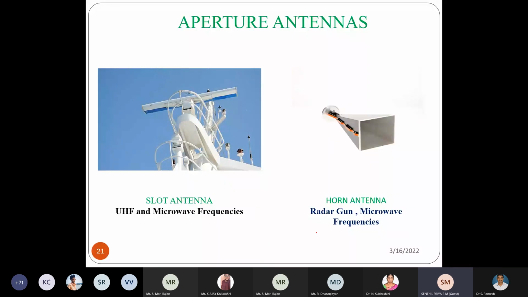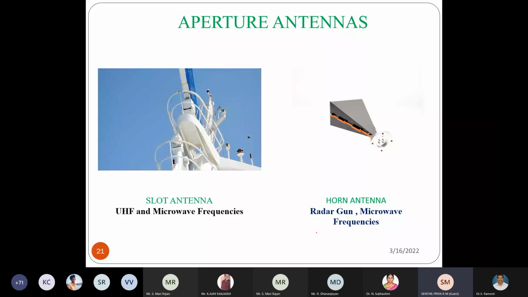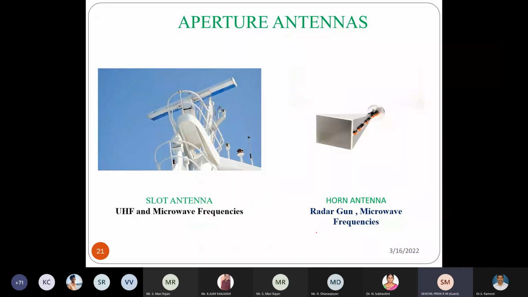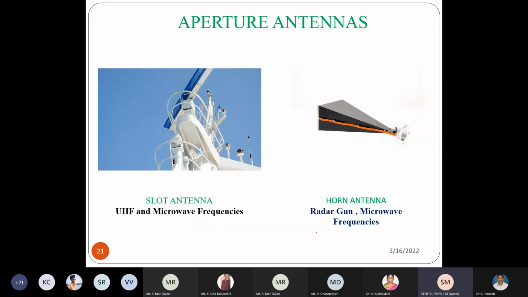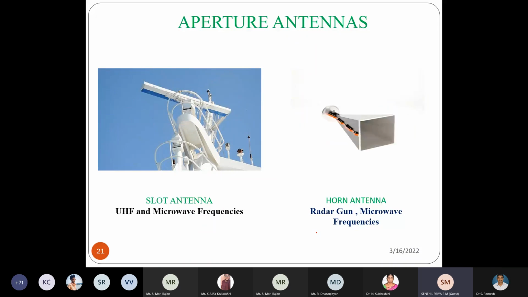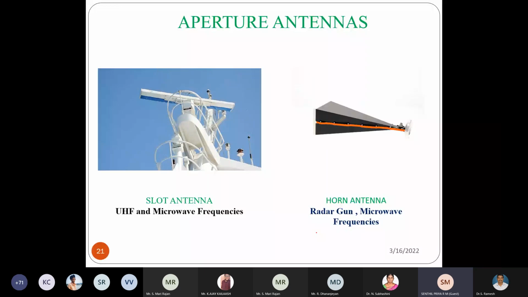Then the horn antenna is also available. We already know the structure of a horn. Usually in rural areas, we have this horn type structure to broadcast audio songs or functions, so we can carry this sound a long distance. Nowadays we are going for speakers. That is the structure given here in the horn antenna, where we can go for long distance communication.